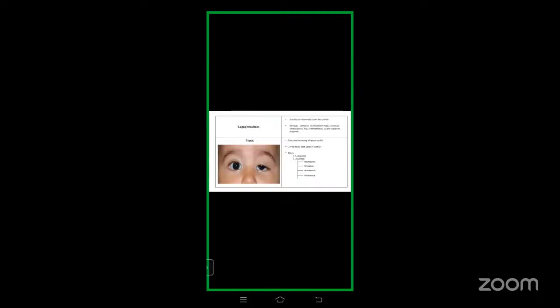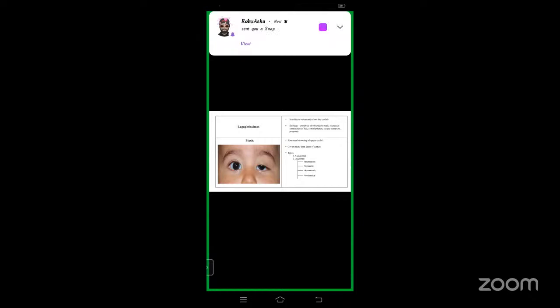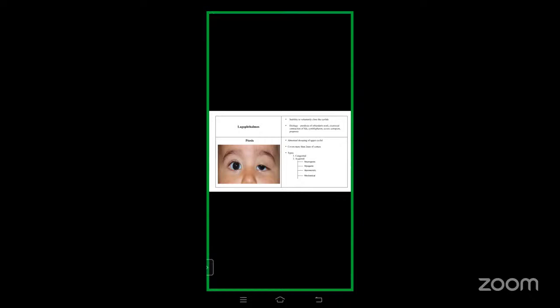Next is lagophthalmos. This is inability to voluntarily close the eyelids. The causes of this are paralysis of orbicularis oculi muscle, cicatricial contraction of lids, symblepharon, severe ectropion, proptosis.